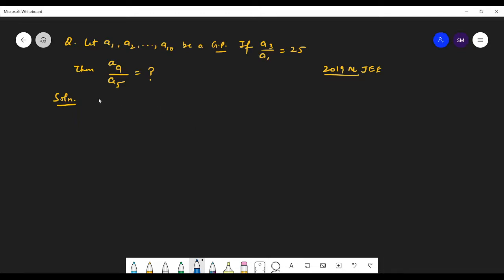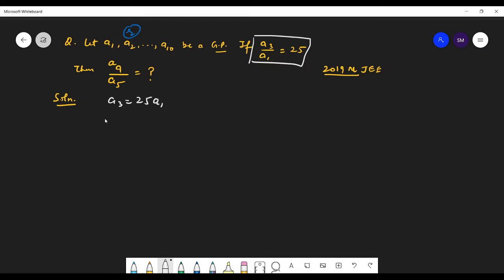Let's see the solution of this question. It was in 2019 Mains JEE. So you can assume the common ratio as R, right? So this is given to you, you are going to use this. So you get A3 is equals to 25 A1.